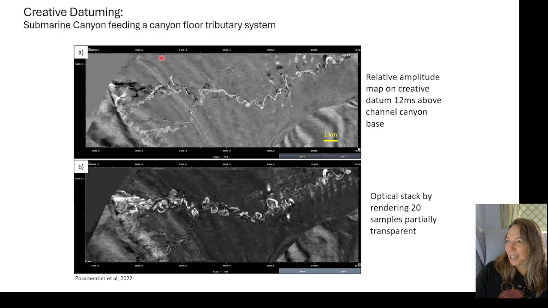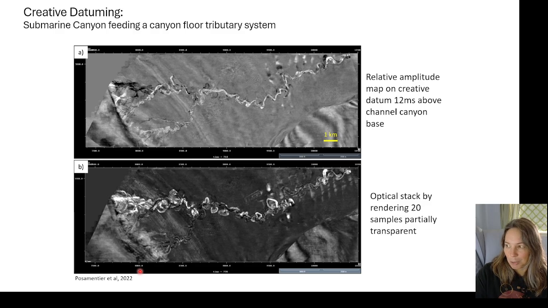And so here's a case with creative datuming, looking at a submarine canyon system. And then here we're looking at it on that creative datum that they've picked about 12 milliseconds above the base of the canyon. And then here's an optical stack where they've taken 20 relatively close together slices and optically stacked them together. And so now you could see all the different evolutions of this submarine canyon system as it goes out and splays more on the basin floor.